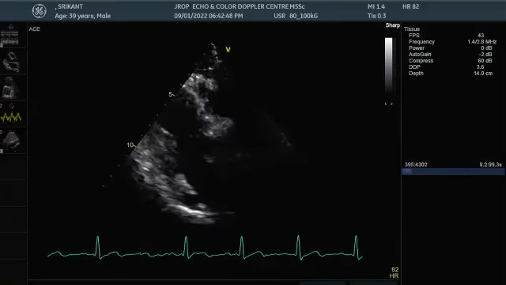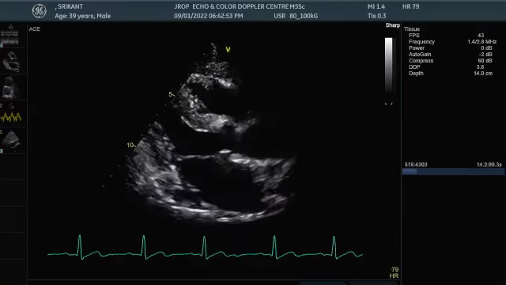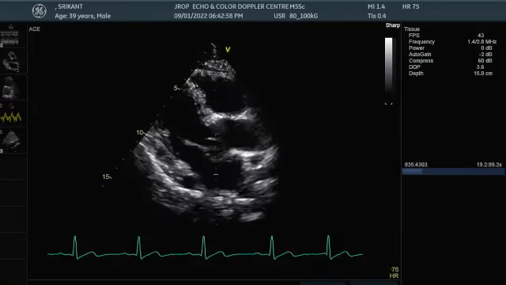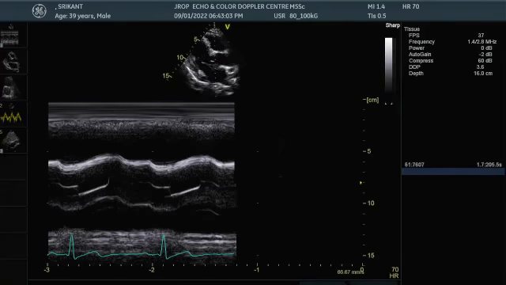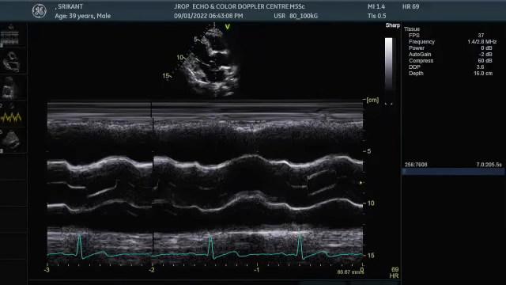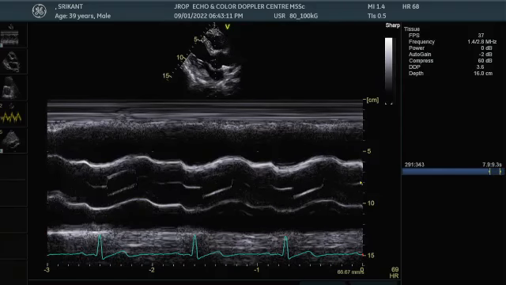So this is, I'm trying to get aorta as horizontal as possible. Then cursor line into the center. M mode. So what we're seeing is, from this point to this point is aorta. From this point to this point is LA, and this is aortic valve open.